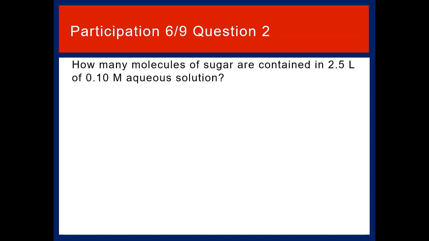Participation 6.9, question 2. How many molecules of sugar are contained in 2.5 liters of 0.10 molar aqueous solution? This is the second question on participation 6.9, due Tuesday, June 9th at 11:59 p.m. over on Blackboard. Link to the assignment is right below the links to these videos. Again, how many molecules of sugar are contained in 2.5 liters of 0.10 molar aqueous solution?